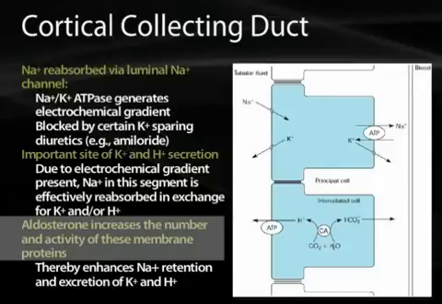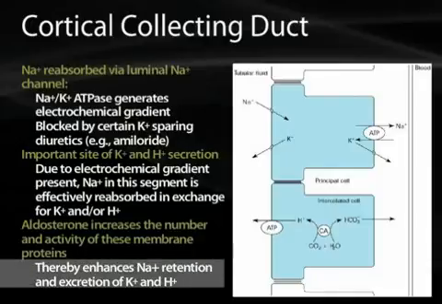Therefore, aldosterone excess causes a sodium expanded state, as well as hypokalemia, or low serum potassium concentration, and a metabolic alkalosis, or low serum hydrogen concentration, manifested by an increased serum bicarbonate concentration.